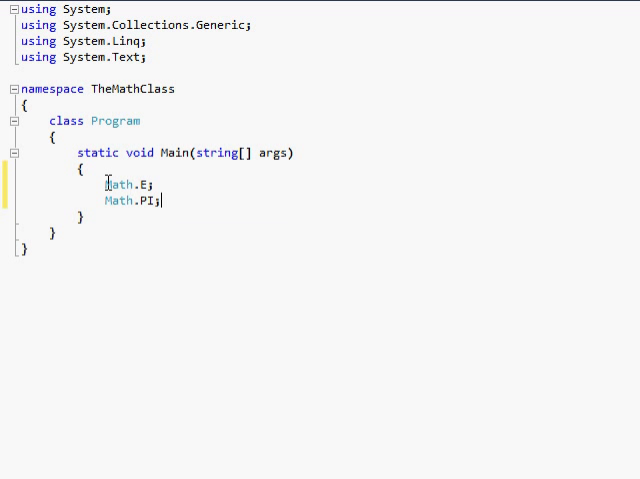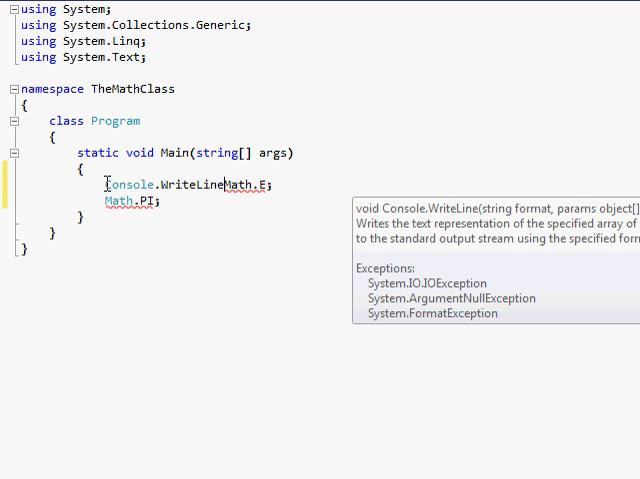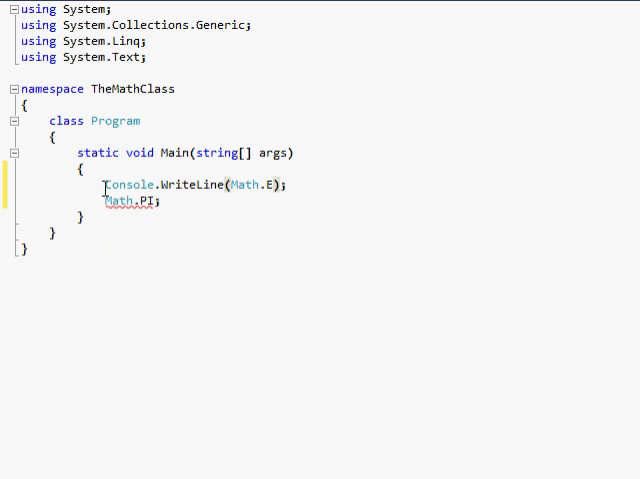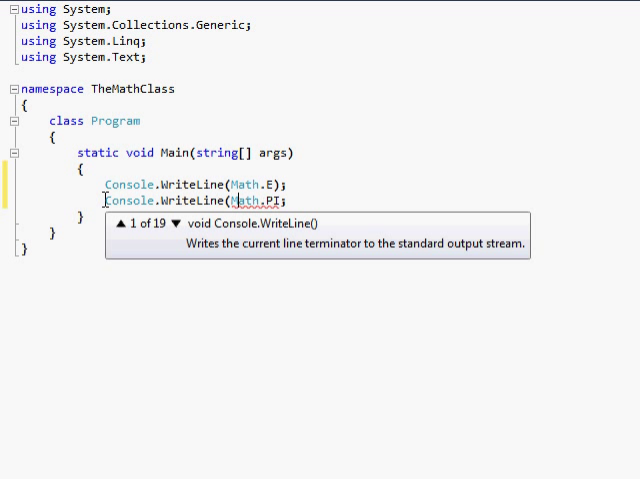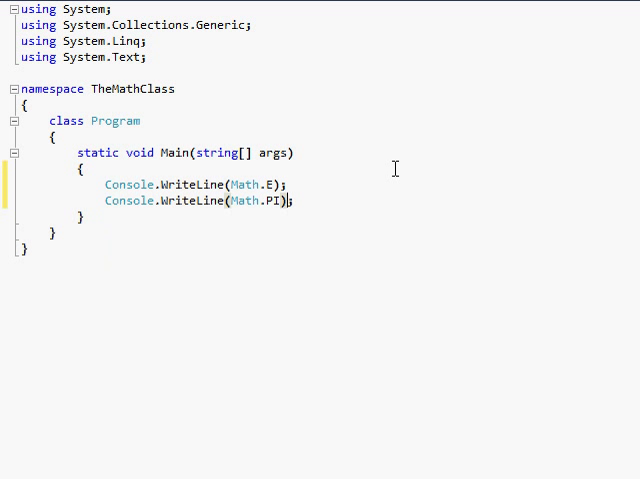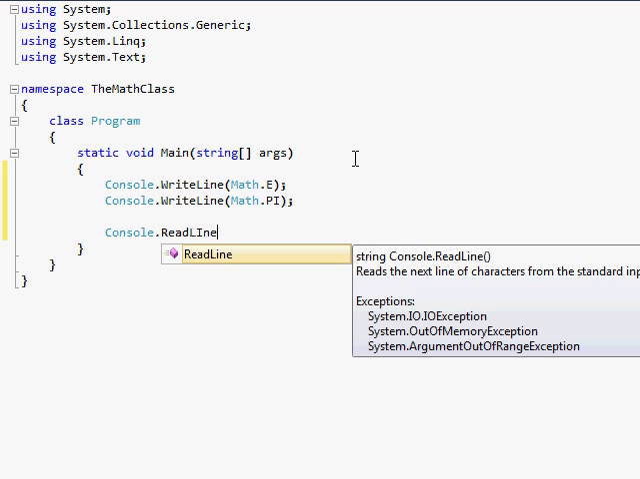Now if you've ever taken algebra 2 or even pre-calculus or trigonometry, then you know pi and you know e. E is Euler's number, 2.718. It's used for exponential growth and decay. Pi is used for circles and triangles, trigonometry and stuff. So let's go ahead and run this, and hopefully it'll print out 2.718 and 3.14159.